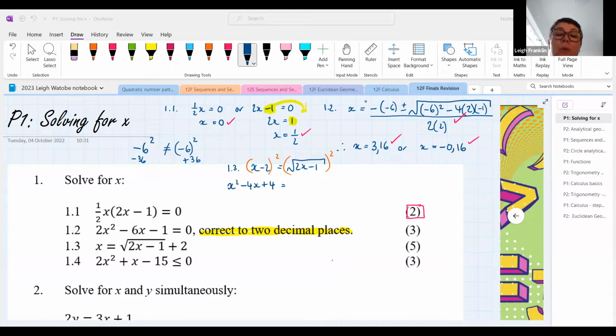And of course, when we square a square root, it means there is no more square root. So that's simply going to be that.